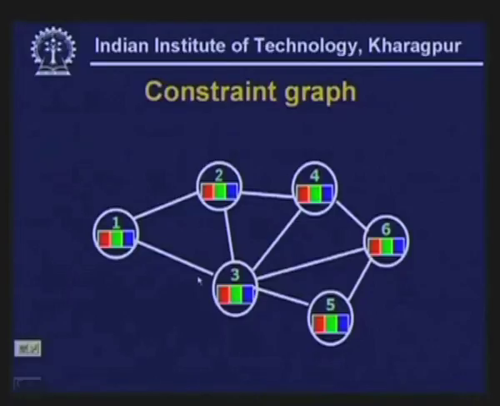Now, let us look at another constraint graph on which we will run the next algorithms. In this graph, again this is a graph coloring problem. We have 6 nodes which we have numbered 1, 2, 3, 4, 5 and 6, and this is the connectivity information between the nodes. Each of the nodes can be colored red, green or blue, but 2 neighboring nodes cannot be assigned the same color.